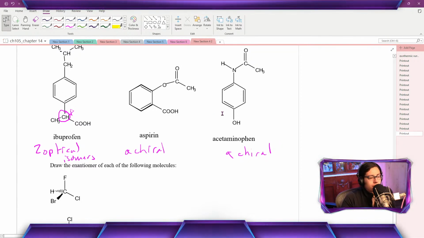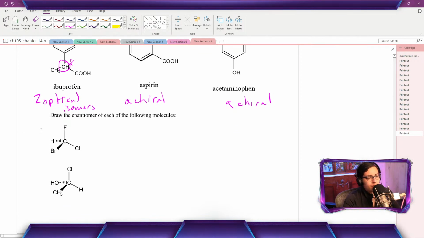So now let's do the last one. Draw the enantiomer of each of these molecules. The easiest thing to do is draw our mirror plane and then start drawing the mirror image. So my chlorine's there, fluorine, and we're drawing the image. Bromine's coming out, hydrogen's going back like that, and there's our enantiomer. We could rotate it and see that the bromine would actually be going back. So yes, indeed, they're enantiomers.